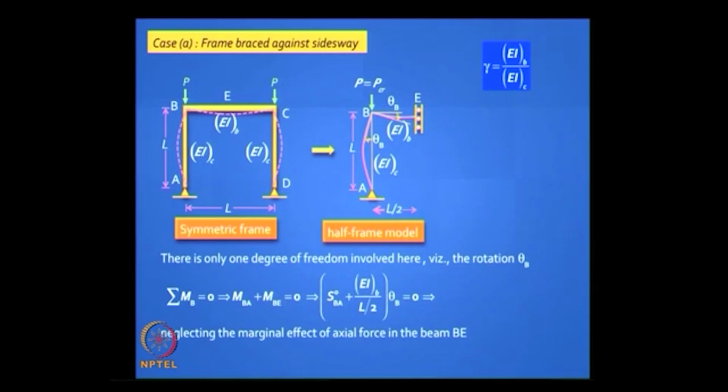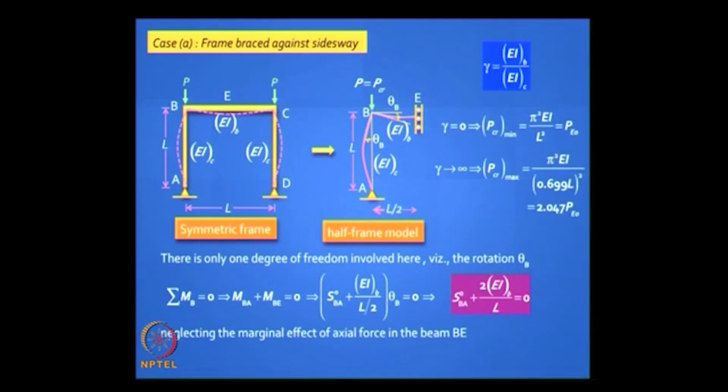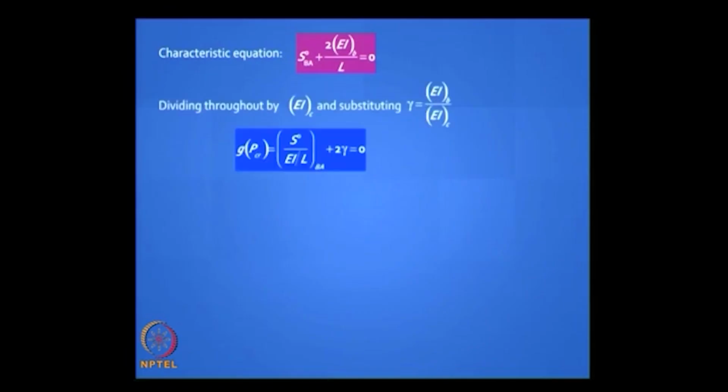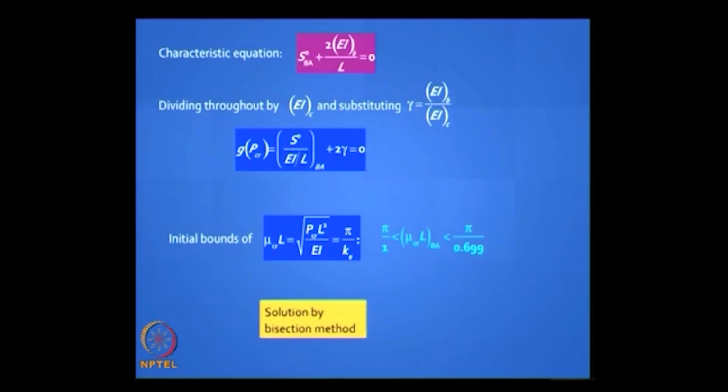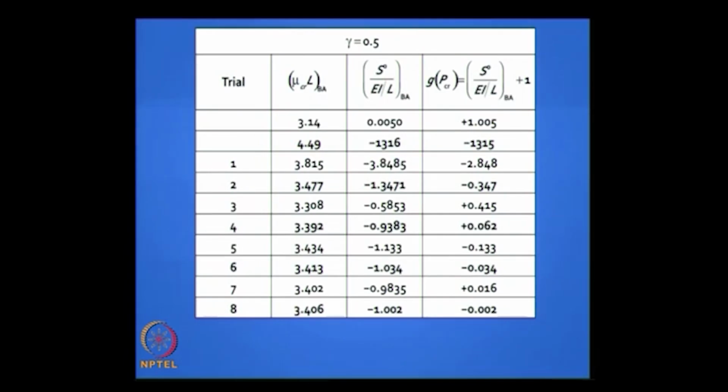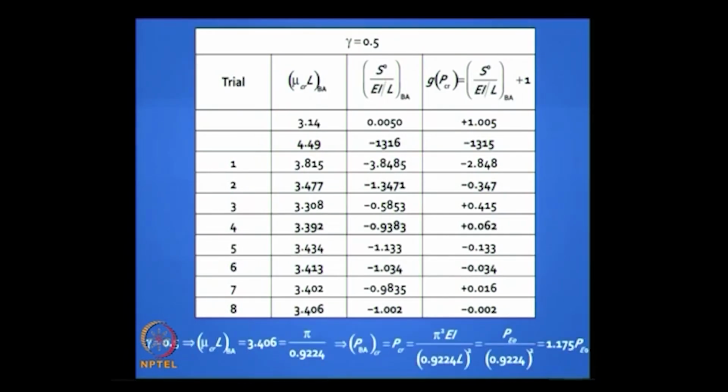So we will do it this way. It is very easy to solve. It is a simple equation. Solve, you have the two bounds which we discussed. The maximum value you can get is 2.047, and we are asked to solve this for different values of gamma. So this is your characteristic equation, divide throughout by EI C to get it in that form. You have the two limits between 1 and 0.699, use the bisection method, and you have to do it for 4 different conditions. Let us do it for 1, do it for 0.5, you get the answer with fairly good tolerance, you plug in the value, you get some value of your critical buckling load.